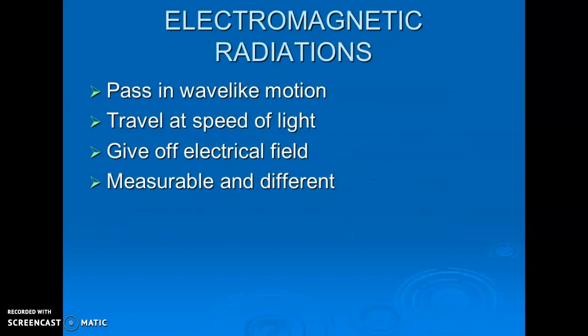Okay. Electromagnetic radiation, I've got some characteristics listed here. They pass in a wave-like motion. They travel at the speed of light. They give off an electrical field. That's the electrical field that ghost hunters use to say that there's a ghost over here because there's an electromagnetic field. That just means there's some source of electromagnetic radiation.